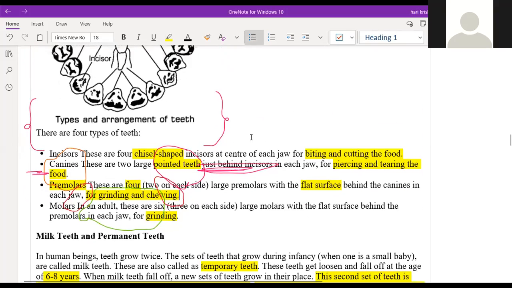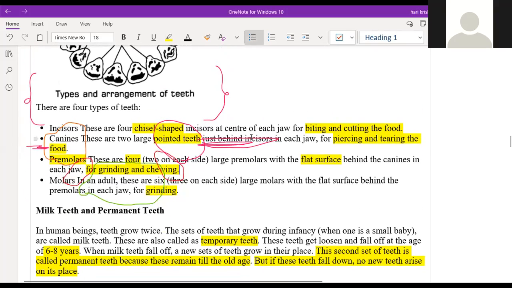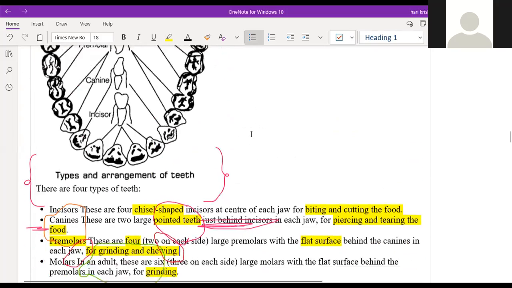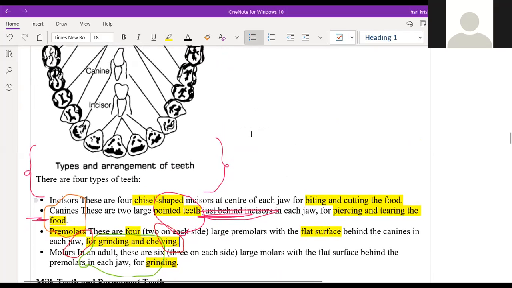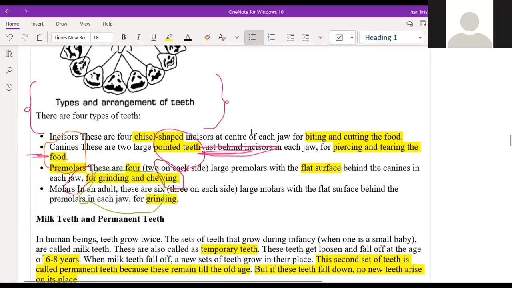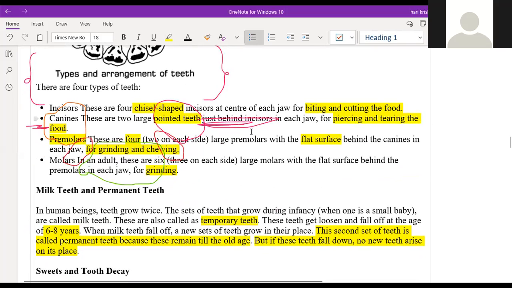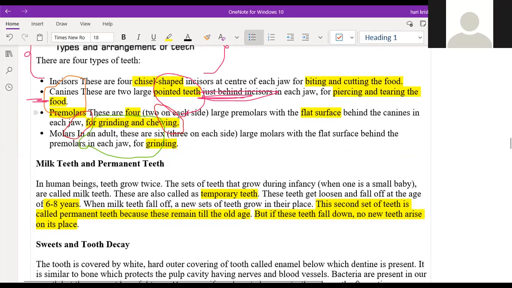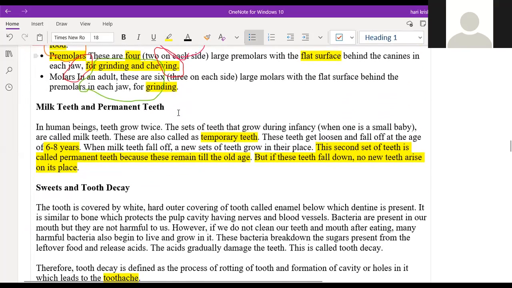So again, these are the 4 different types of teeth. Each and every tooth has its own function. The first one is cutting, the next one is tearing, the third one is chewing and grinding, and the molars also do grinding. So these are the different functions of each tooth.